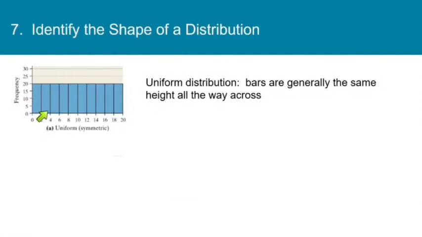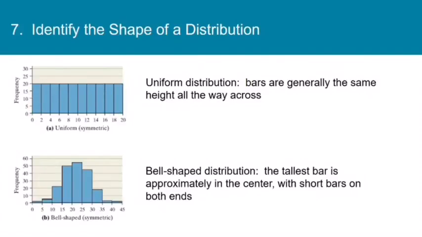Okay, first we have what's called a uniform distribution. Uniform because all of the bars of the histogram are about the same height. Now they won't be perfectly the same like you see in this diagram, but they would be generally the same. And usually that just means there's no drop off as we go toward one edge or the other. This is an example of a bell-shaped distribution. You can see that if we were to draw over the tops of the bars, you would get a shape that looks somewhat like a bell. The tallest bar would be approximately in the center, and there would be shorter bars on each end.